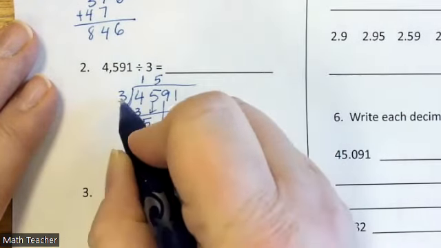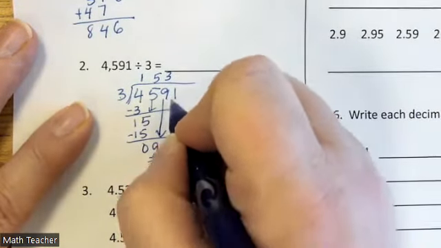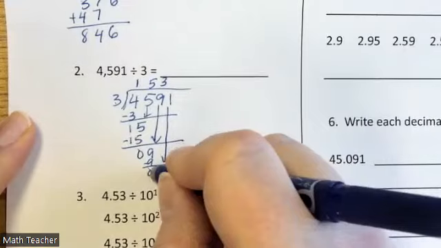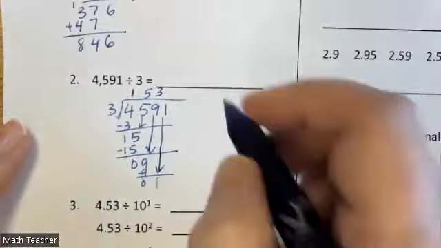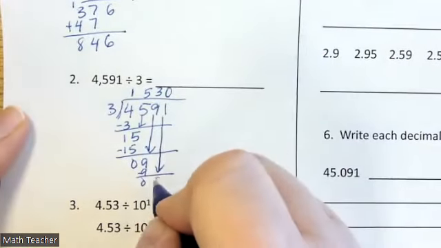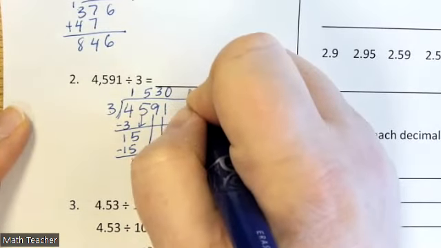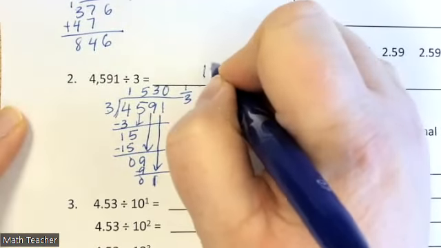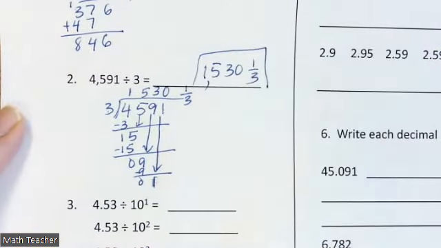Now we bring down the 9. 3 can go into 9 3 times. 3 times 3 is 9. Subtract, we get 0. Bring down the 1. So 3 is too big to go into 1, so it can go into 1 0 times. And then we have that 1, so we have a remainder 1. We used to write remainder 1, but now we write 1/3. So we have 1,530 and 1/3.